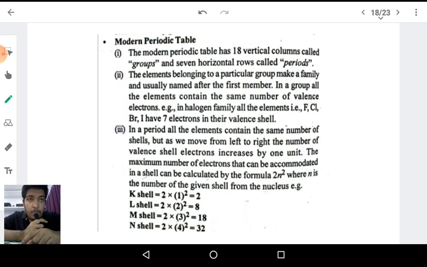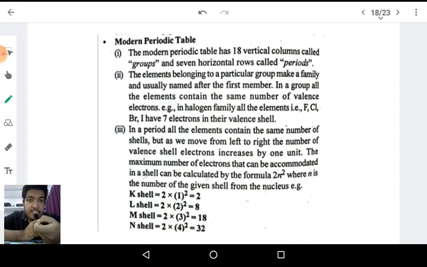Talking about the modern periodic table, that was purely based on Moseley's modern periodic law. So according to that, the modern periodic table was formulated, and it consists of 18 vertical columns instead of the 8 vertical columns in Mendeleev's periodic table, and these 18 vertical columns are called groups. There are 7 horizontal rows which are known as periods. The elements belonging to a particular group make a family and usually are named after the first member. For example, group 13 has the first element boron, so that group is known as the boron family.